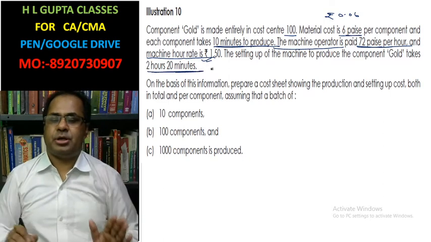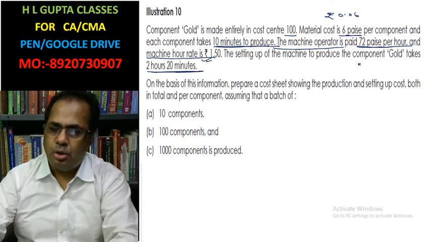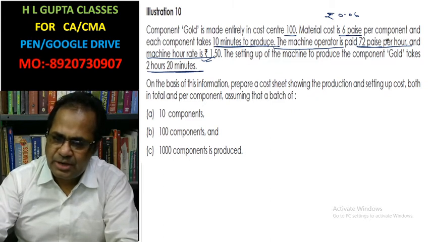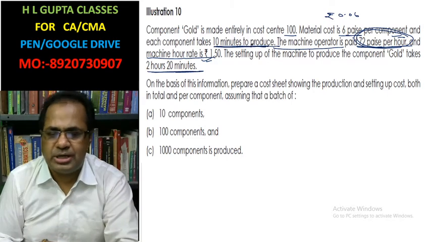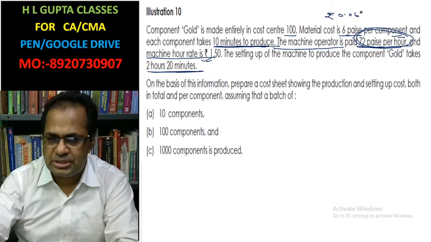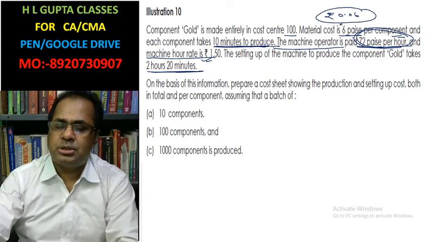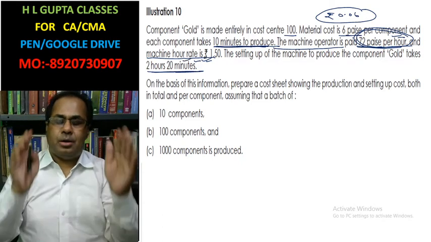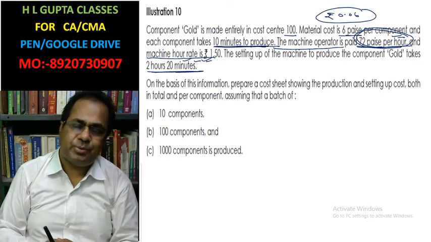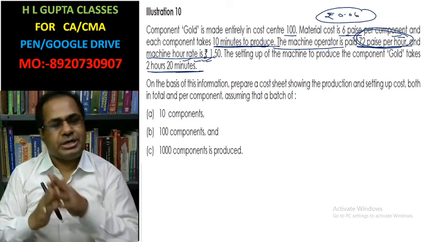Please try to understand here. Direct wages is written here as 72 paisa per hour. This is given in hours, but the machine takes 10 minutes to produce one component. Material cost is 0.06 for one component. So we calculate factory overhead on the basis of machine hours, and direct wages on the basis of time taken.